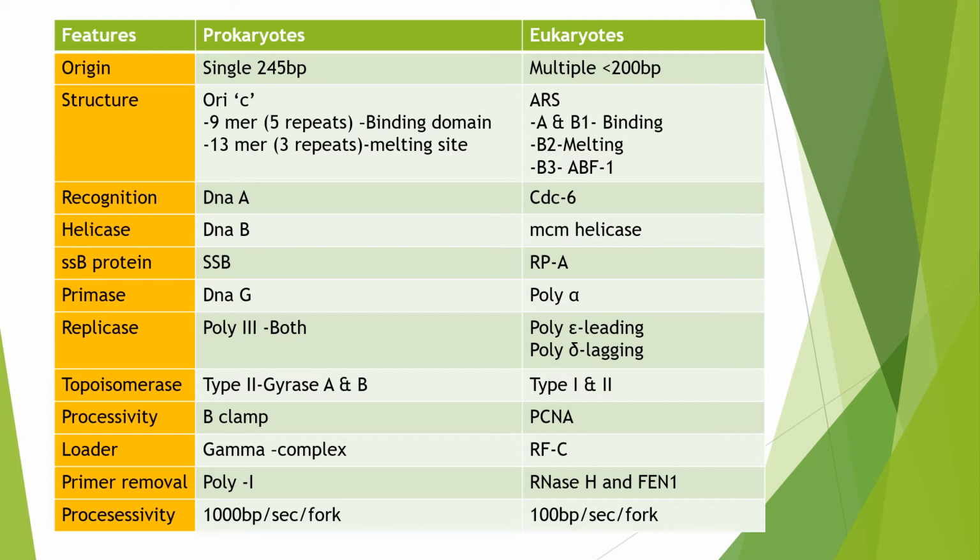Then the processivity, or how many nucleotides are added per second, has to be maintained. The processive component in prokaryotes is beta clamp, whereas in eukaryotes it is proliferating cell nuclear antigen, PCNA. These two are required to maintain the processivity, and these components are loaded by the gamma complex in prokaryotes, whereas replication factor C will load the processivity component, that is PCNA, in eukaryotes.